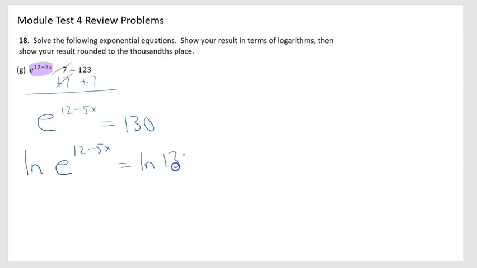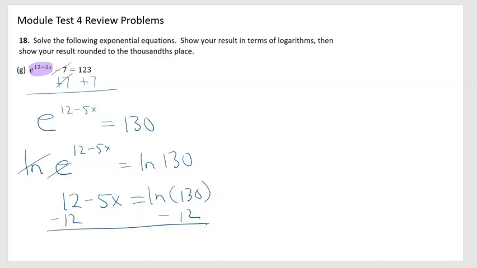So now it's time to write the natural log on both sides of the equation. So we're evaluating the natural log of both sides. Now what's great is whenever you have a natural log and an e, you know those cancel each other out. And now I get 12 minus 5x, but it's no longer an exponent, it's normal level, equals the natural log of, I like parentheses, 130. Now your goal is to solve for x. So let's get this x by itself by subtracting 12 from both sides of this equation.